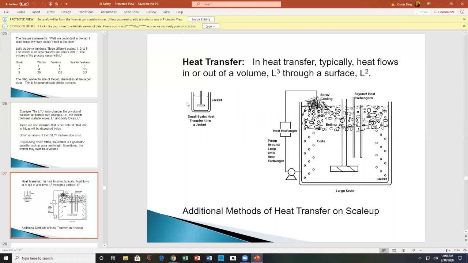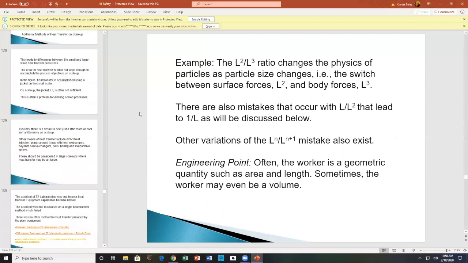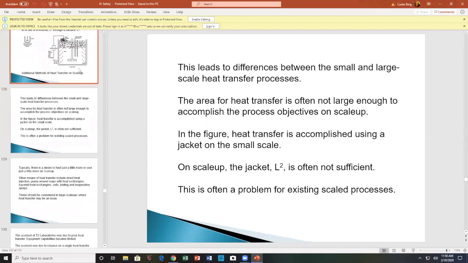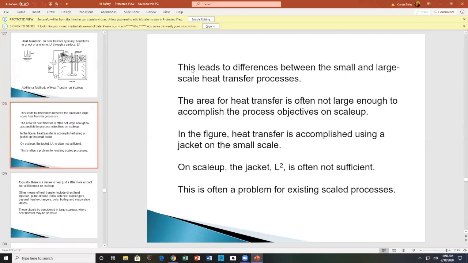But see, the small scale design is quite different from the large scale design. In many cases, the large scale design has not been well thought out, and has not been tested for this L squared, L cubed mistake that's common in engineering. There are major differences. Let's go back. Additional methods for heat transfer are necessary. This leads to differences between small and large scale heat transfer processes.